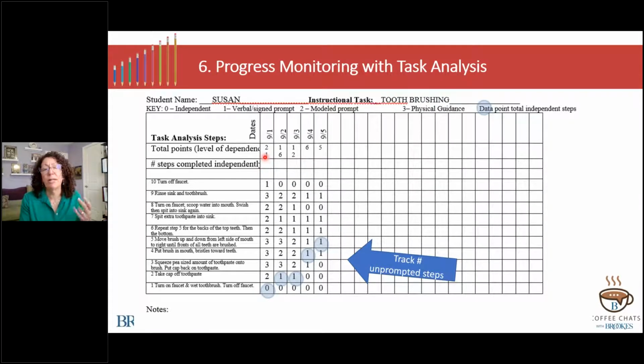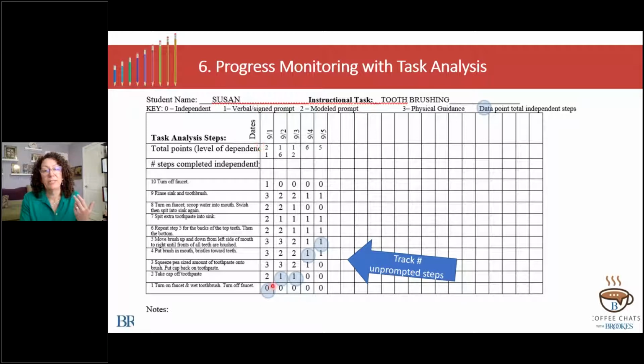The other thing that we can do and we can chart is just the total number of points. We can add up each day how many prompts. It's not the number of prompts, again, it's kind of making a Likert scale. So if we consider 3 to be the top, the most intrusive way of prompting for each step, and we have 10 steps, that's easy math. It's 30 possible points. And we can add them up. So we have 2 and 3 is 5, 8, 11, 13, 15, 17, 20, 21, and that's 21 up here.